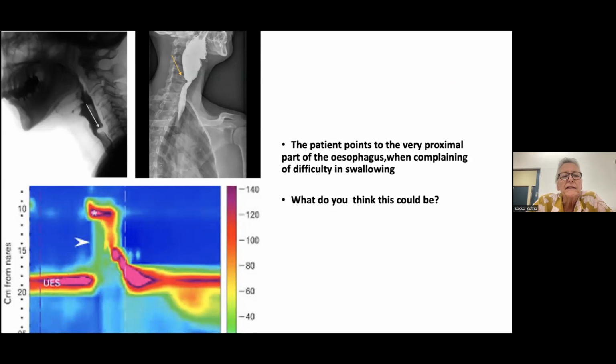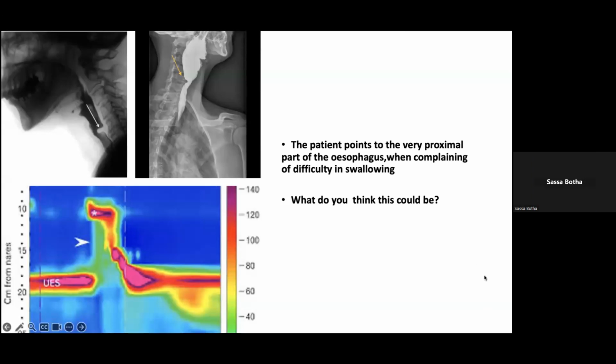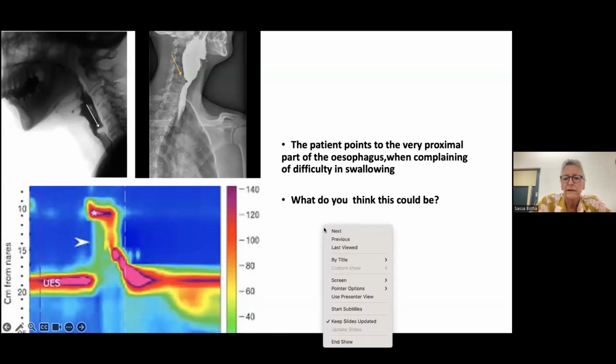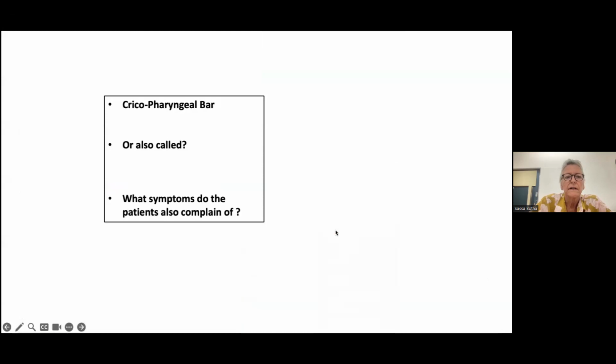It's something I don't know how often we have seen, probably not as often as other problems. A bar. Yes, cricopharyngeal bar. Yes. So, oops, now mine doesn't want to go on. Yes, so that's the cricopharyngeal bar that we see.